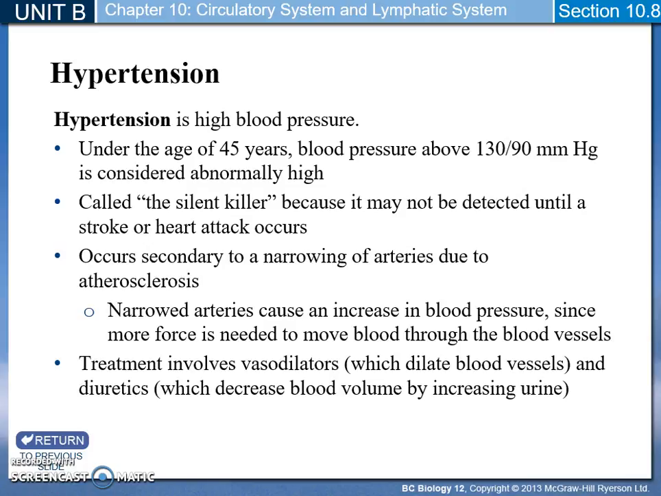So treatment then involves vasodilators, so just simply dilating the vessels, which will cause a drop in blood pressure, or diuretics. That can actually reduce the volume of blood, and thereby reduce pressure as well.